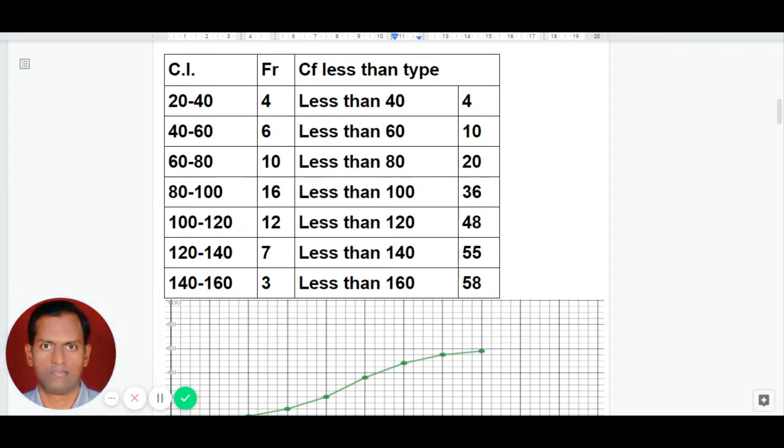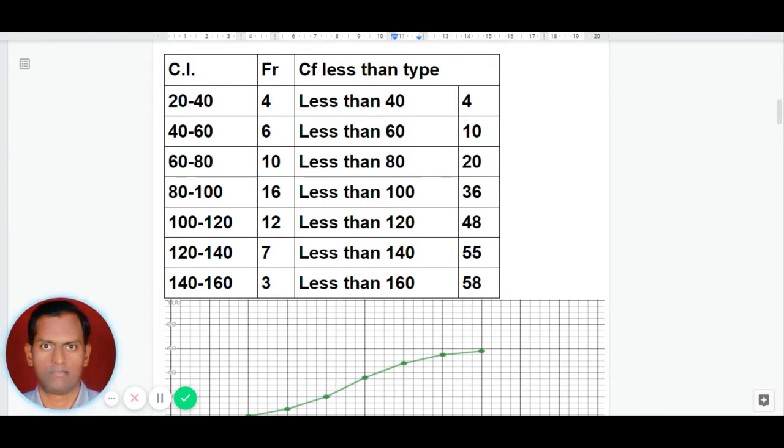Next, less than 100. We can do in this way, 20 plus 16, 36. Next, 36 plus 12 is 48. 48 plus 7 is 55. 55 plus 3 is 58. Here, less than 40, less than 60, less than 80 and so on are here.